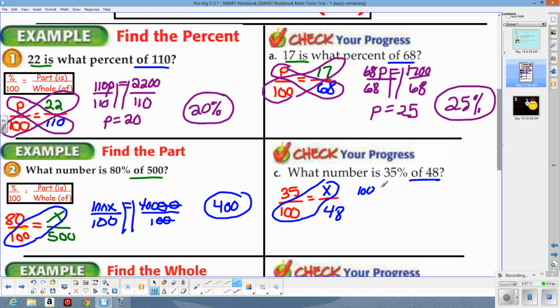100x equals 35 times 48. 35 times 48 is 1,680. Now you need to divide both sides by 100. Dividing by 100 is just moving the decimal 2 places to the left. So x is going to equal 16.8, or 16 and 8 tenths.